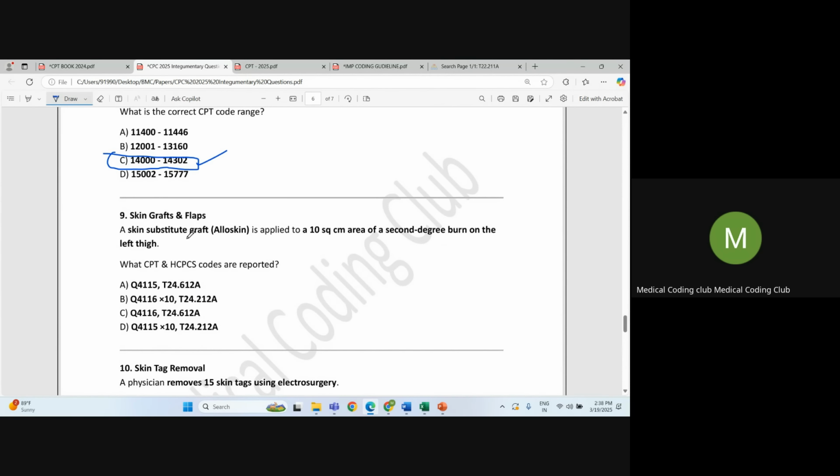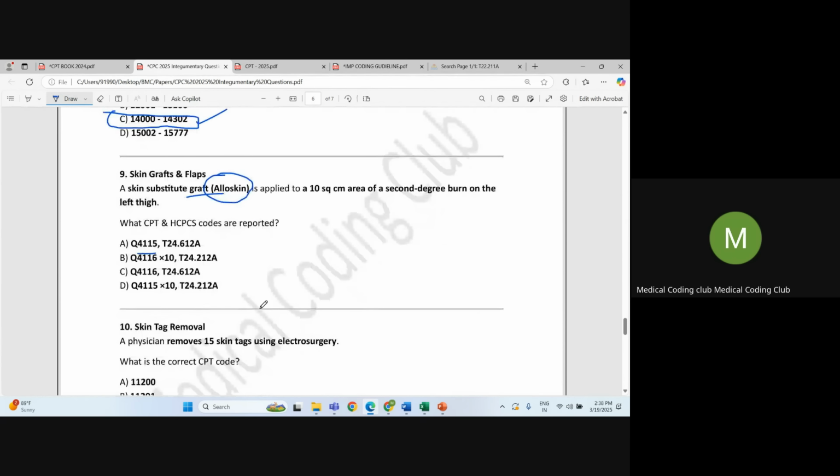Next, skin graft. Here it is an HCPCS question. For aloe skin, what is the HCPCS code? Please check. I think it is Q4115. You can navigate both the ICD code and the aloe skin code, and you can get the answer.